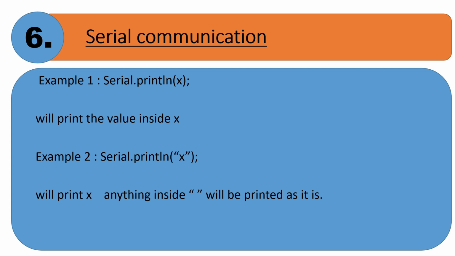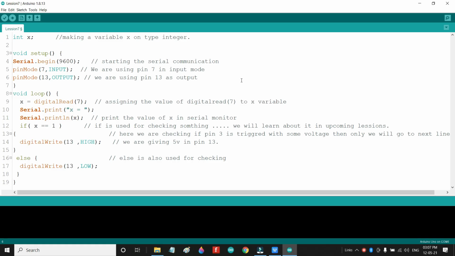Okay, now let's move to our project. So this is the code. Let me explain it first. Here in the first line we made a variable x of integer type. Then in void setup we started serial communication at a 9600 data rate, and next we initialized pin 7 as an input pin and 13 as an output pin. Well, we have discussed it in the last video, so no need to explain it again.